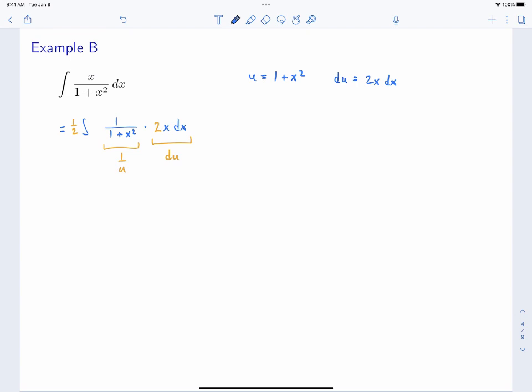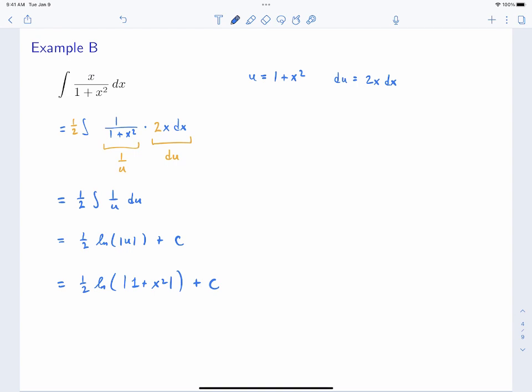So now what we have is 1/2 times the integral of 1 over u du. And this we can integrate. This is equal to 1/2 times ln of the absolute value of u plus c, which is one of the useful antiderivatives we saw earlier. But now at this point we remind ourselves that u is equal to 1 plus x squared. So here we have a u, so I'm just going to replace that with 1 plus x squared. So this is going to be equal to 1/2 ln of the absolute value of 1 plus x squared, plus a constant. All right?